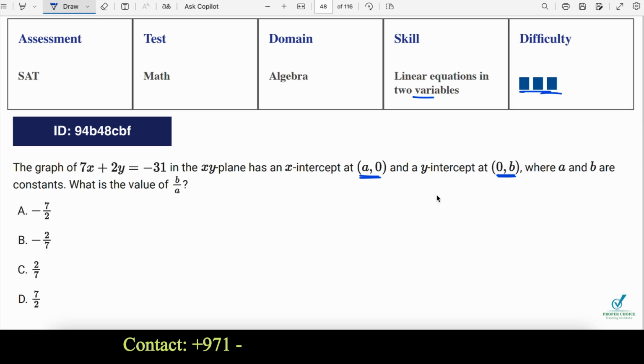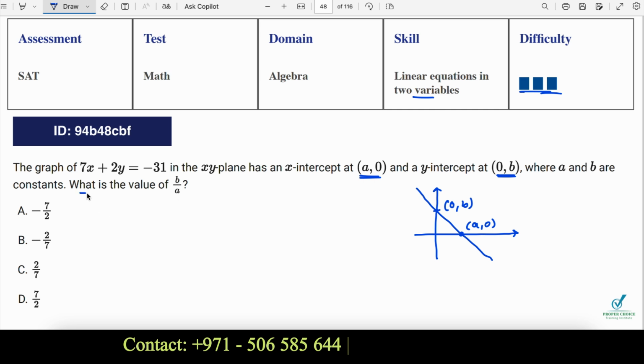What they are trying to tell us is, when this graph is plotted in the xy-plane, it will be intersecting the x-axis and y-axis at certain values. Suppose it results in a line like this, it will intersect the y-axis at this point, which will be written as (0, b), and it intersects the x-axis at this point, which is going to be (a, 0). So we are asking you to take the values of a and b and compute b by a.